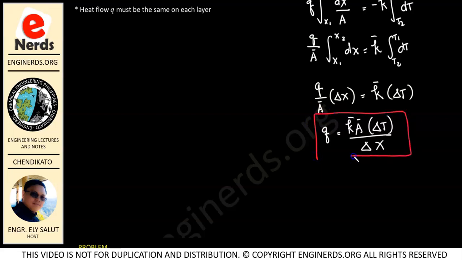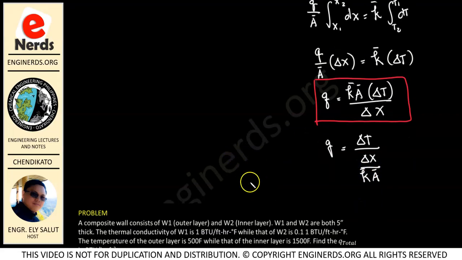So let me box this. However, if you remember, we discussed that we can arrange this in a different form. We can also write this as Q equal to delta T, with K and A in the denominator, so we will have delta X over KA. This is K bar and A bar. If you remember, we mentioned in our previous lecture that this whole thing in our denominator is our resistance R. And I told you this will be important when we talk about heat transfer by conduction in series. So, if that is our resistance, we can express our Q as delta T over R.